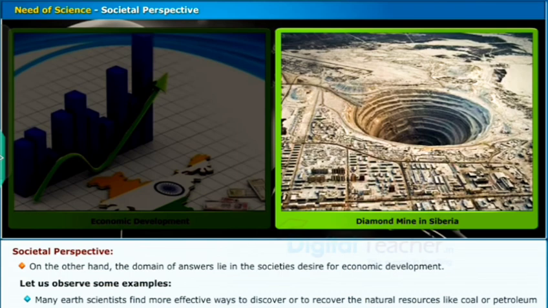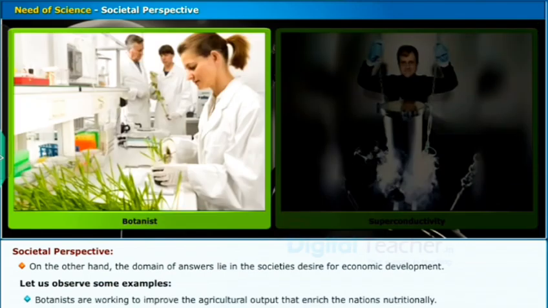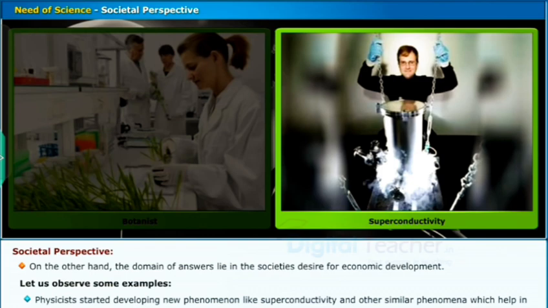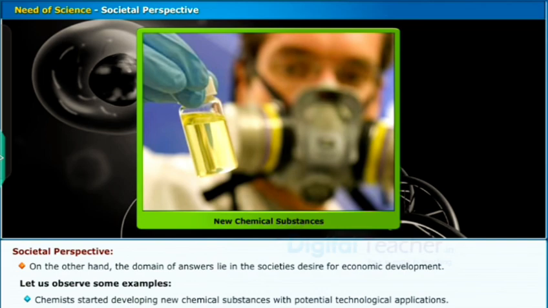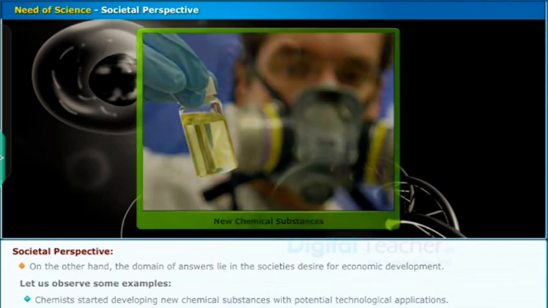Many earth scientists find more effective ways to discover or to recover the natural resources like coal or petroleum and ores. Botanists are working to improve the agricultural output that enrich the nations nutritionally. Physicists started developing new phenomena like superconductivity and other similar phenomena which help in economic development. Chemists started developing new chemical substances with potential technological applications.